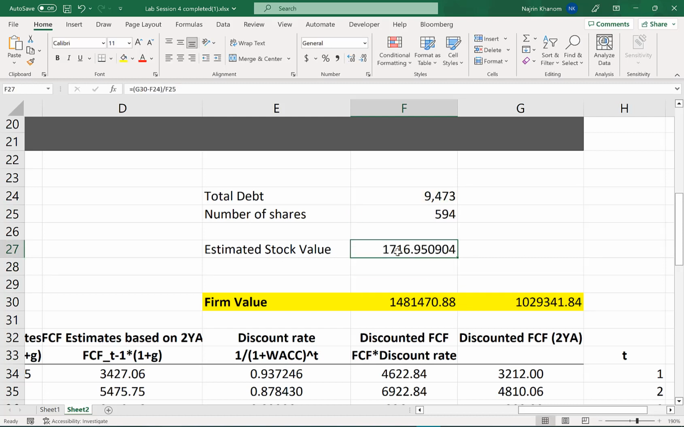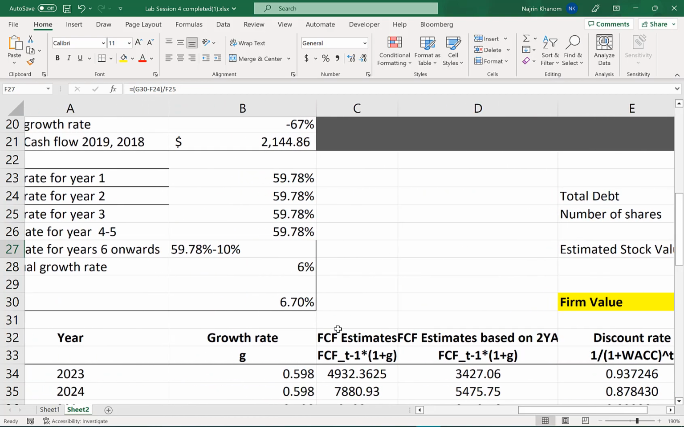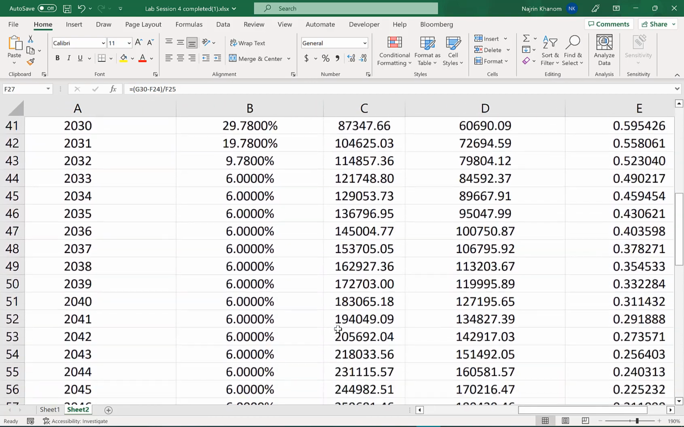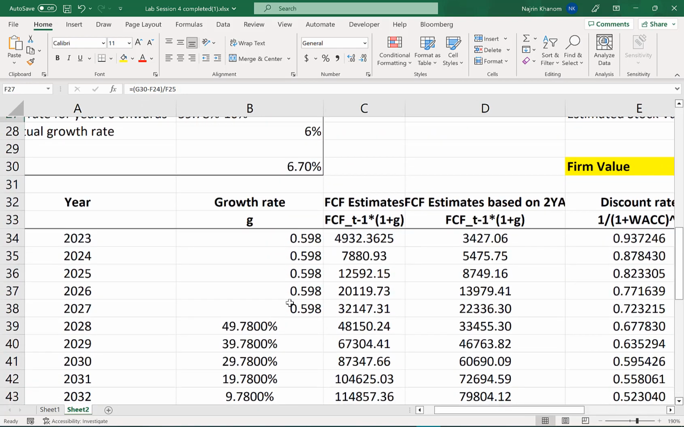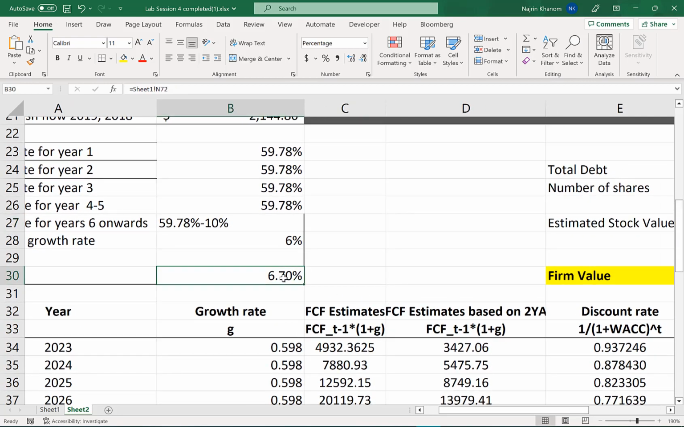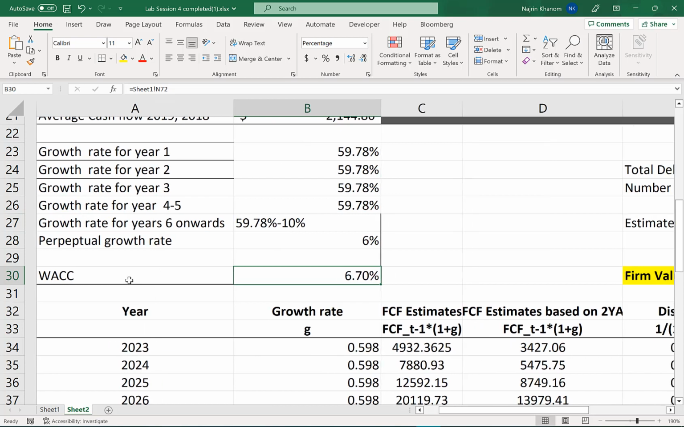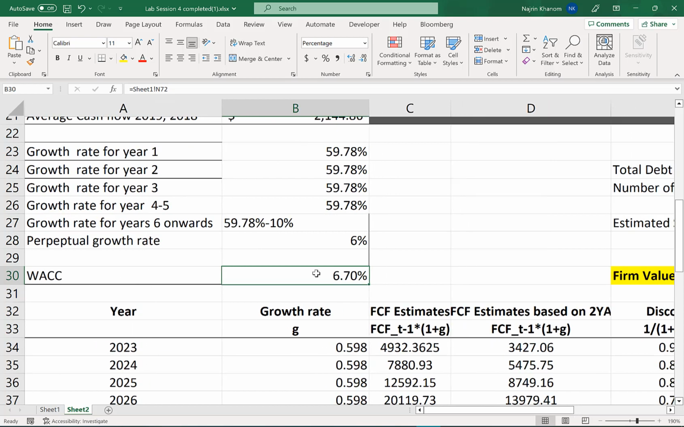Well, even then we can see it's quite large, like at 1716, and that's again partly due to the very large growth rates that we have used, even expecting 6% and then growing at a rate of 60% and declining by 10% each year. I think that's a very optimistic view of Southwest's performance. And our cost of capital is also quite low at 6.7% given how volatile Southwest has been lately. I'm not sure it's reflecting the risk very well.